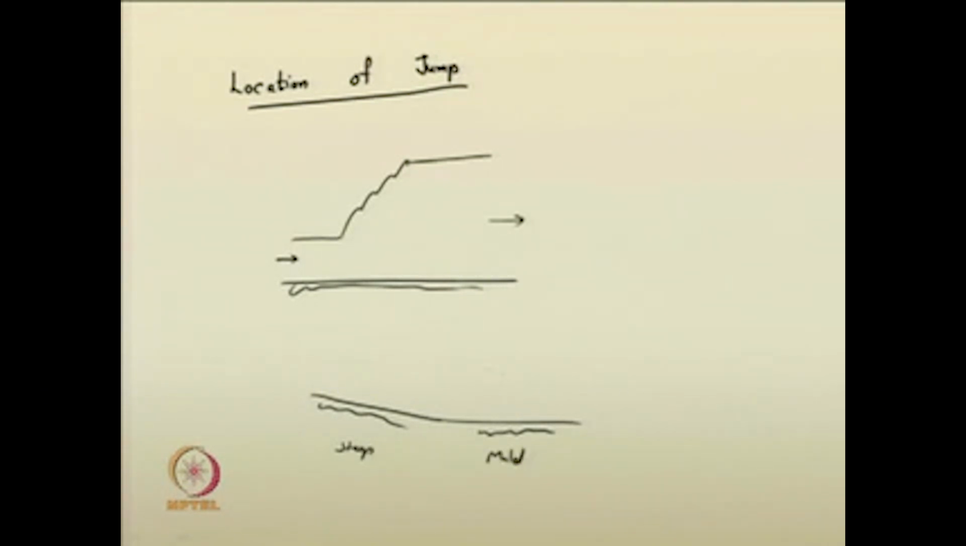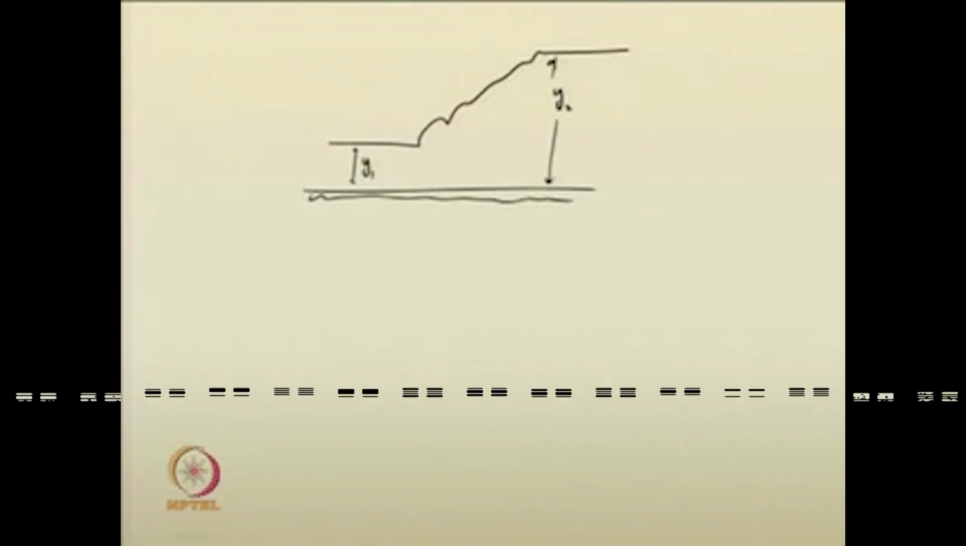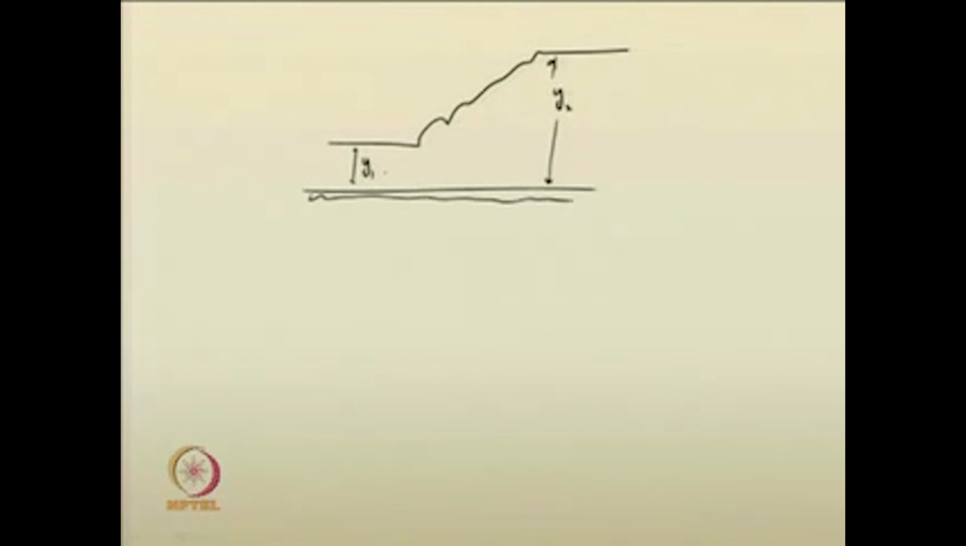So, there is a probability of occurrence of hydraulic jump. We do not know at which location the hydraulic jump may occur. When we studied the hydraulic jump, you have already seen that it consists of a pre-jump depth and a post-jump depth. We have seen this. The specific force at the pre-jump location and the post-jump location are the same.